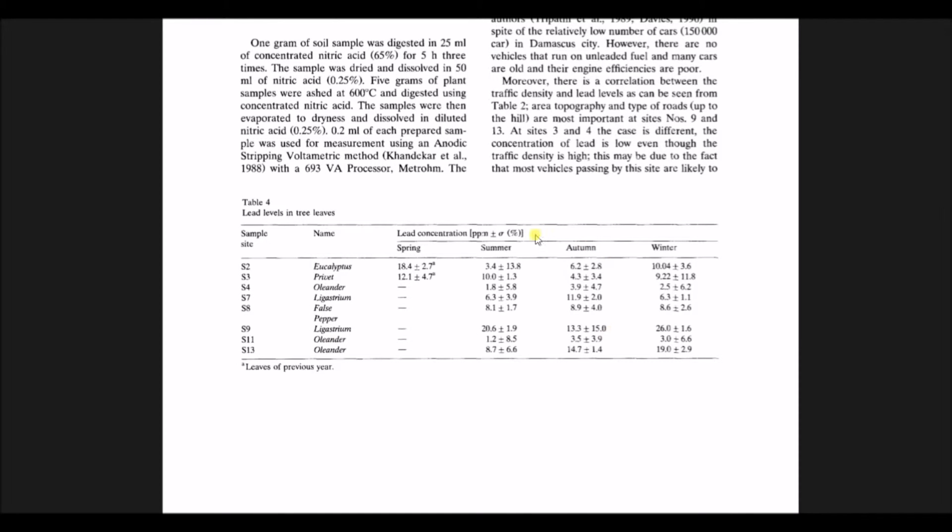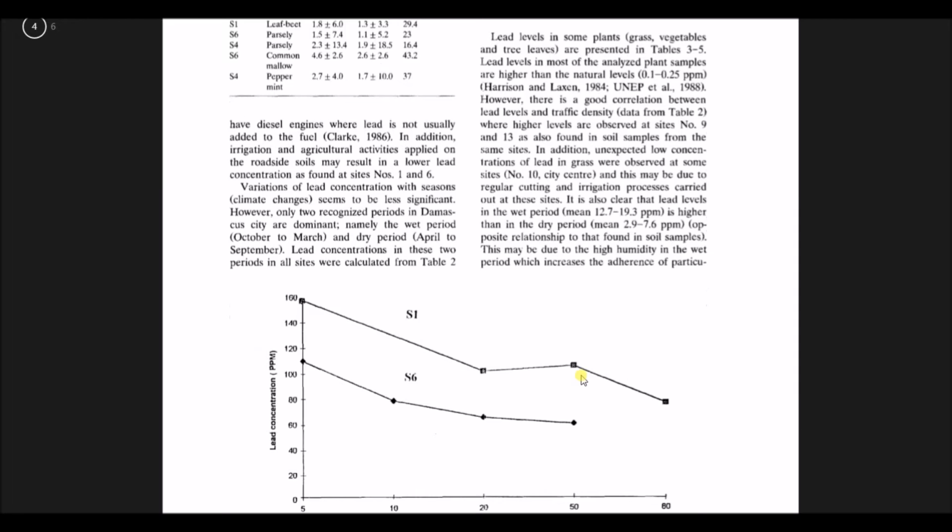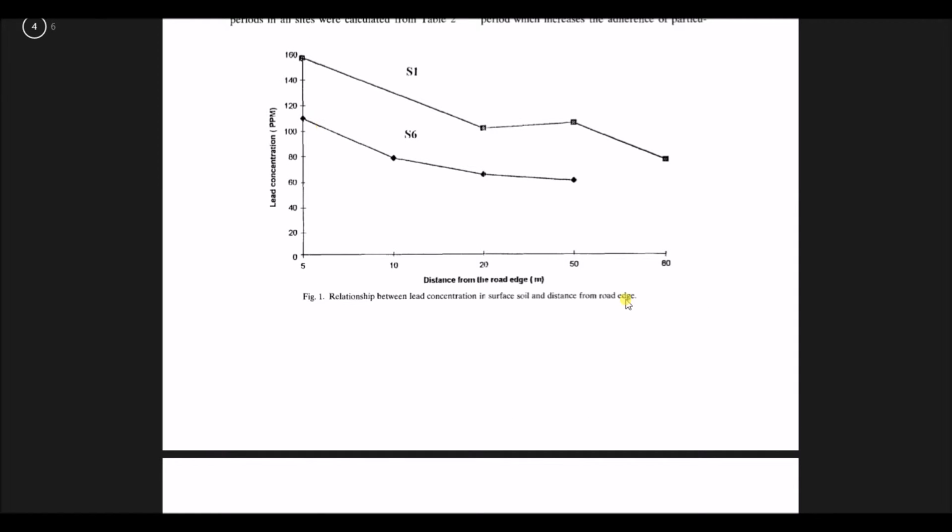This is the table of the results. And they also present the results in the form of graphs.